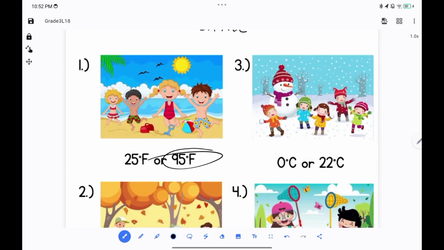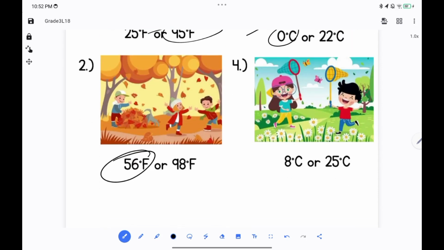0 degrees Celsius or 22 degrees Celsius? Well, water freezes at 0 degrees Celsius, so I'd say around 0. 8 degrees Celsius or 25 degrees Celsius? 8 degrees Celsius, that's almost freezing. 25 degrees Celsius, that's habitable.